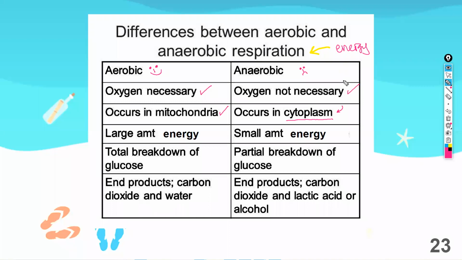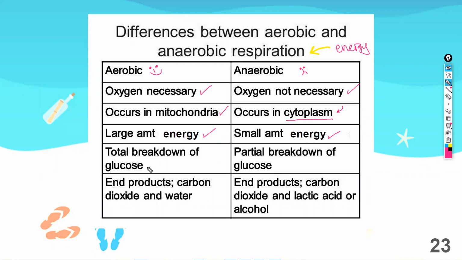And there's a really good reason for it. Aerobic respiration produces more energy, large amounts of energy. Anaerobic is not quite as efficient. It doesn't produce a lot of energy. Remember, that's your backup plan. So your backup plan is not going to be as good as your first choice plan. So anaerobic only produces a little bit of energy.